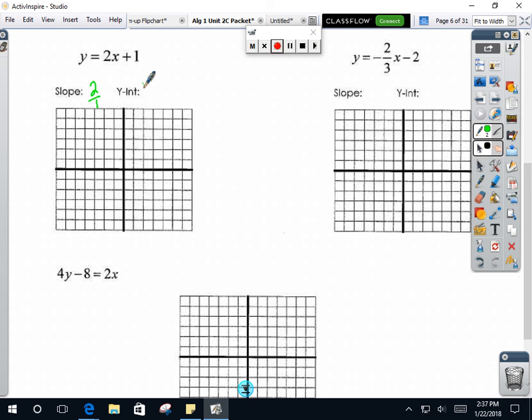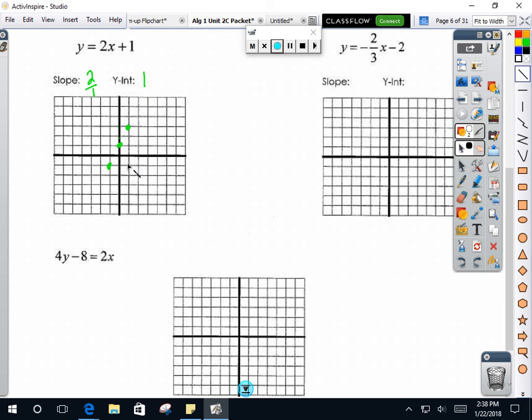What is the y-intercept? Okay, so now to graph it, what do you do first? And then from there? Or instead of going up to the right 1, you could also go down and left. Correct, and then just connect your points with a line, and you are done with that line. That's all you do for those.